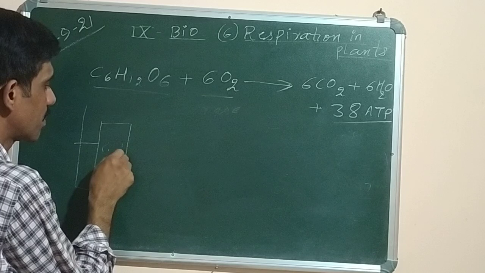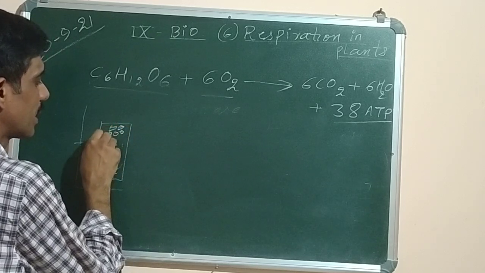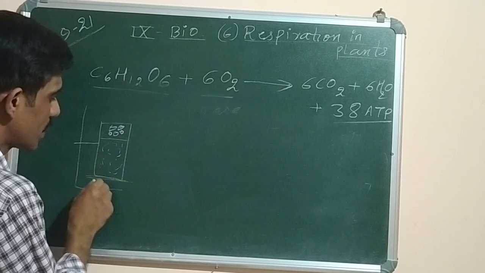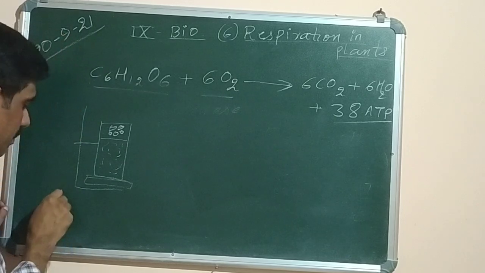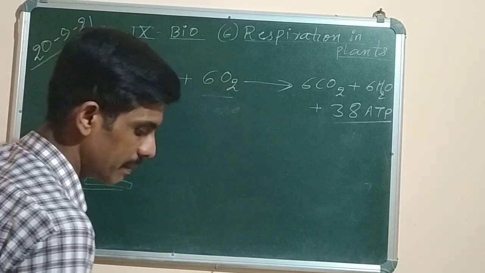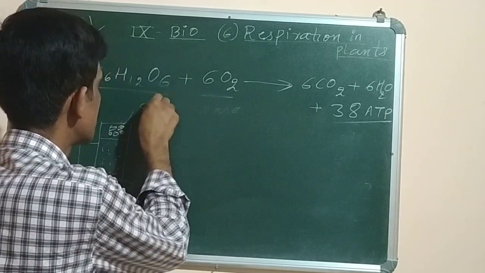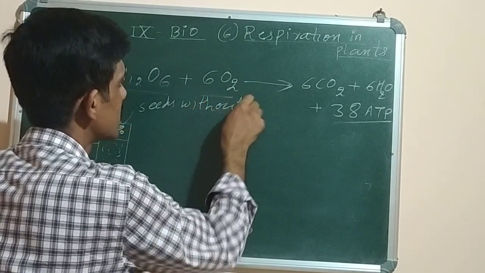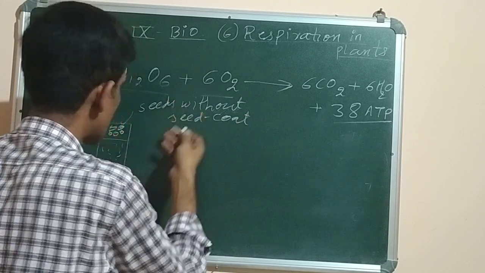What is filled inside? Mercury is filled. And here some seeds are kept, germinating seeds are there. Now a similar experimental setup will be taken. This is experimental setup number A. The second one is number B, germinating seeds without seed coat. This one is seeds without seed coats. There is no seed coat in it. Covering is not there. The one which is germinating.